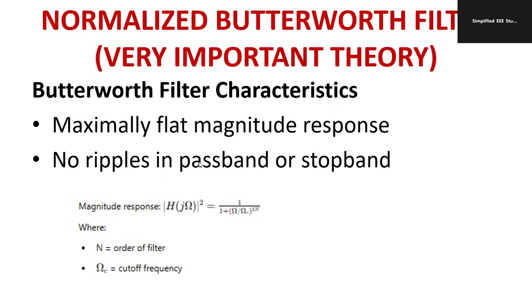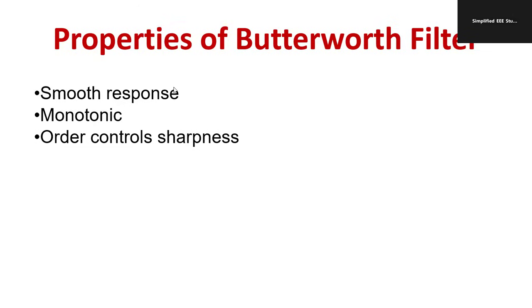This is regarding the Butterworth filter. Any question related to the Butterworth filter, you can present the same concept first. What are the properties of the Butterworth filter? Smooth response. There is no presence of AC component in DC. That means no ripple. It is monotonic. Then order controls sharpness, with smooth pass band and stop band.